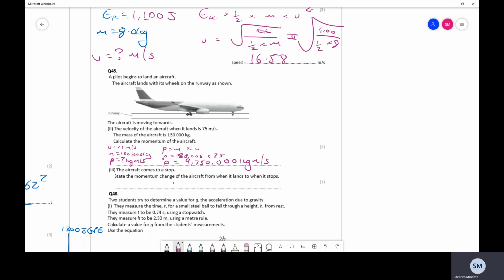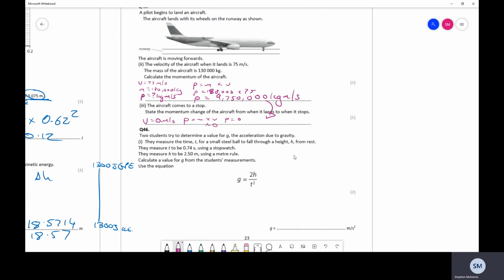The aircraft comes to a stop. State the momentum change of the aircraft when it lands to when it stops. An object that has stopped has a velocity of 0 meters per second, so momentum being mass times velocity, anything multiplied by 0 will equal 0. Momentum equals 0. So the change is the difference from that to that. We've already done this question, haven't we?